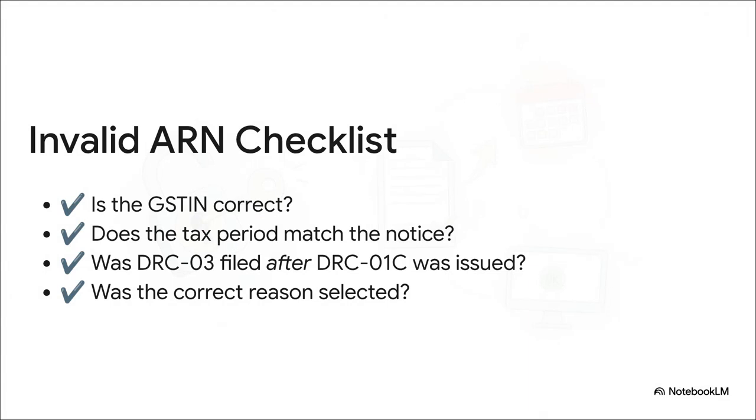This error almost always comes down to a tiny mismatch in the details, so just run through this mental checklist. Is the GSTIN perfect? Does the tax period on your payment match the notice period? Did you make the payment after the notice came in? And this is the one that gets almost everyone. Did you pick the exact right reason for payment? It has to be ITC mismatch.